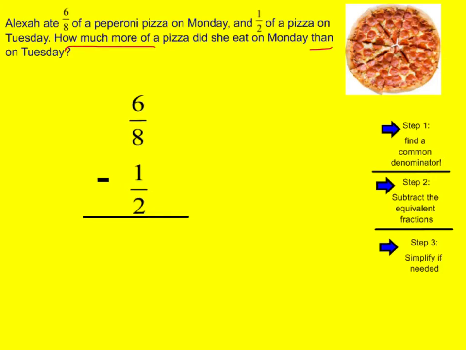So go ahead and follow these 3 steps. Step 1, find your common denominator. Step 2, subtract your equivalent fractions. If it can be simplified, go ahead and simplify. Go ahead and pause the video now and try this on your own.